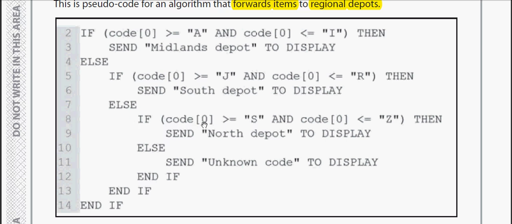Else, if the character in the first position of the code is greater than or equal to S, and the character in the first position of the code is less than or equal to Z, then send North Depot to display. Otherwise, send unknown code to display. Lovely example of selection there with 3 different options.